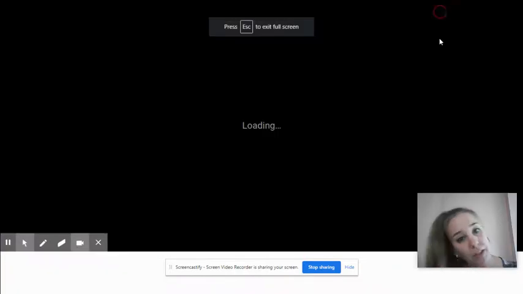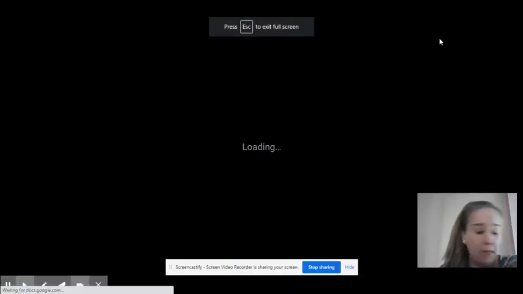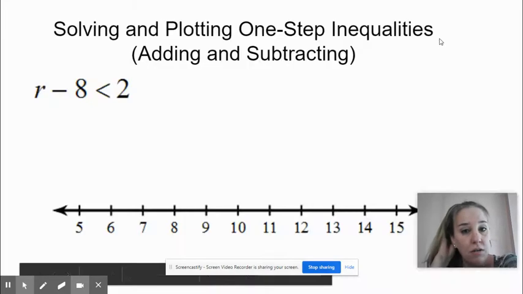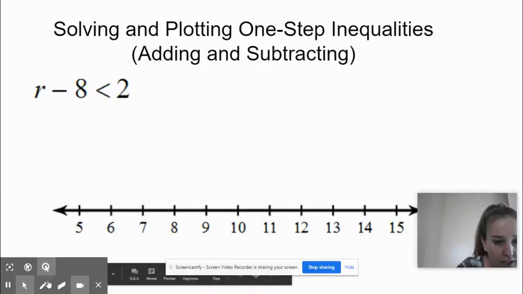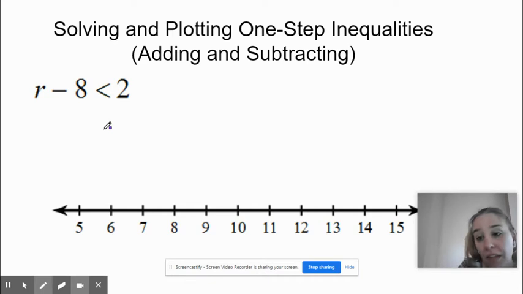All right, so we're going to be doing one and two step or one step inequalities in this video, which is much like just going ahead and solving an equation and then plotting it. So basically, we're going to solve it like an equation, but instead of having an equal sign, we're going to solve it like an inequality where it has an inequality sign, right?